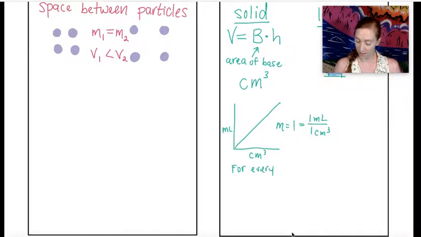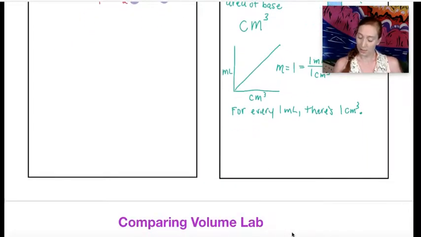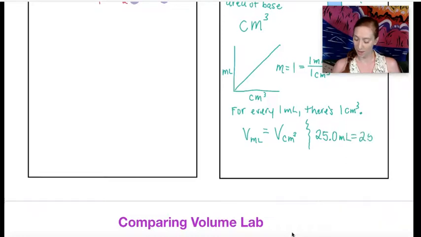For every 1 milliliter, there's 1 centimeter cubed. We could also write this as volume in milliliters equals volume in centimeters cubed. And if we want an example of that, 25.0 milliliters equals 25.0 centimeters cubed. I don't like that there. Let me move it. It's outside of the box, but that looks a little bit better.